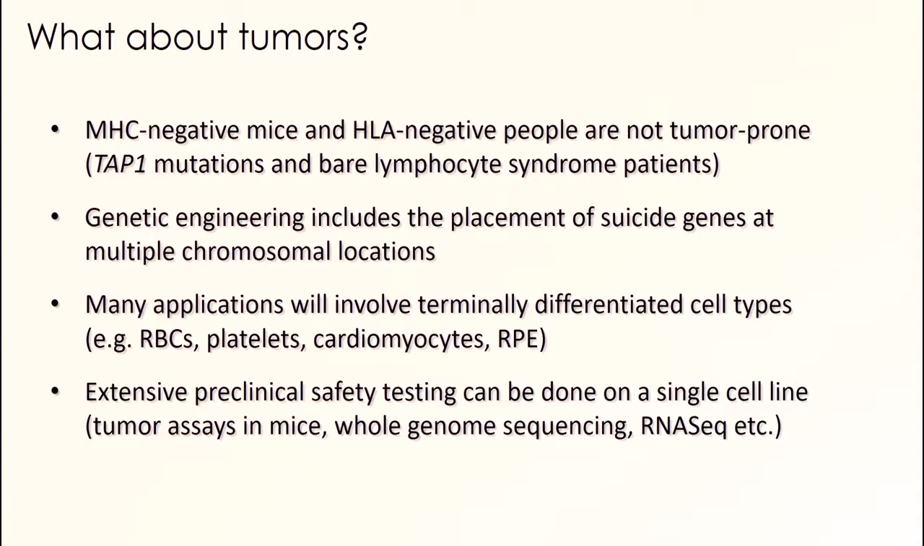Of course, a lot of applications are going to involve terminally differentiated cells that are not likely to form tumors, like red cells or cardiomyocytes, in fact, RPE. And we think a major advantage of our approach is that we have one cell line for everyone. We make these very large batches that can be thoroughly characterized, thoroughly sequenced. You can do all your tumor assays in animals. That actually makes them safer than autologous cells that we really don't have the time or money to do that kind of extensive testing on. And of course, a lot of these risks are going to be present for unengineered stem cell-derived therapies as well, not just for universal donors.